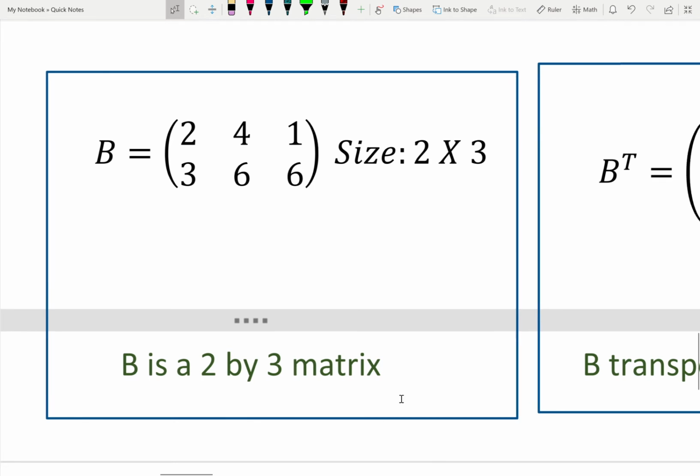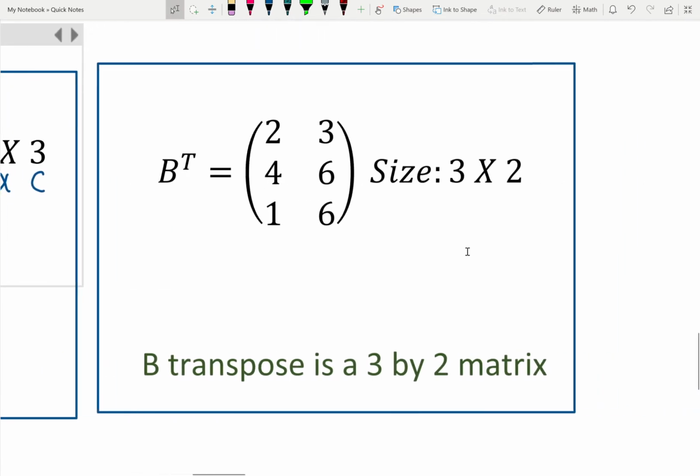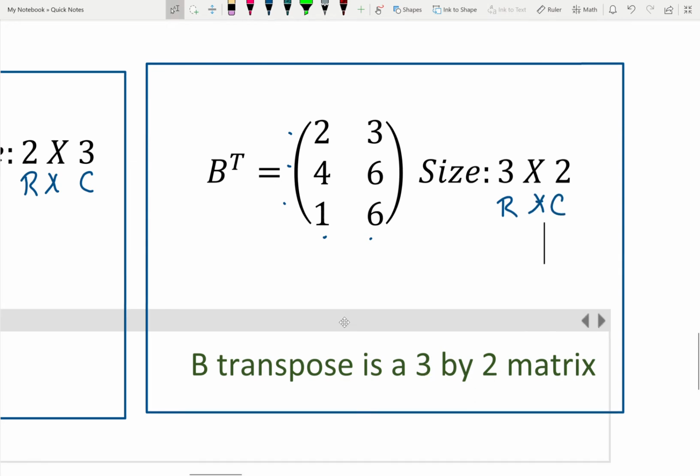Here's another one. So this is matrix B, capital B, and let's figure out its size. Well, it has 2 rows, and it has 3 columns. So we say B is a 2 by 3 matrix. All right, last one. In this one, we have B transpose. So B transpose has a size of what? Well, it has 3 rows, and it has 2 columns. So B transpose is a 3 by 2 matrix.